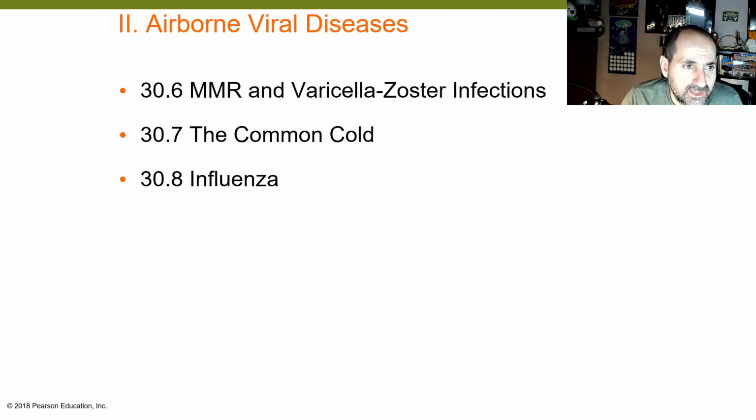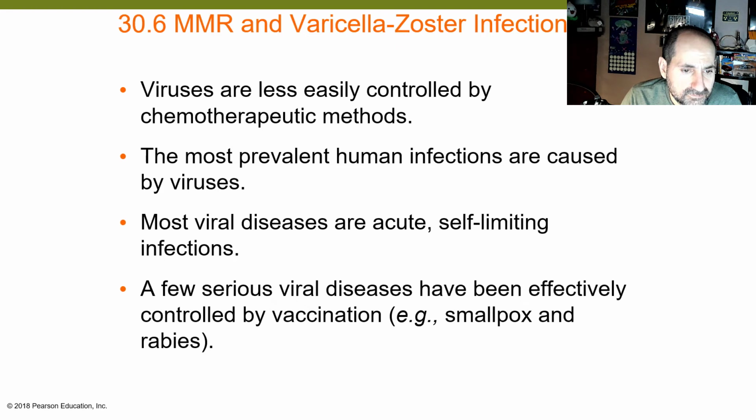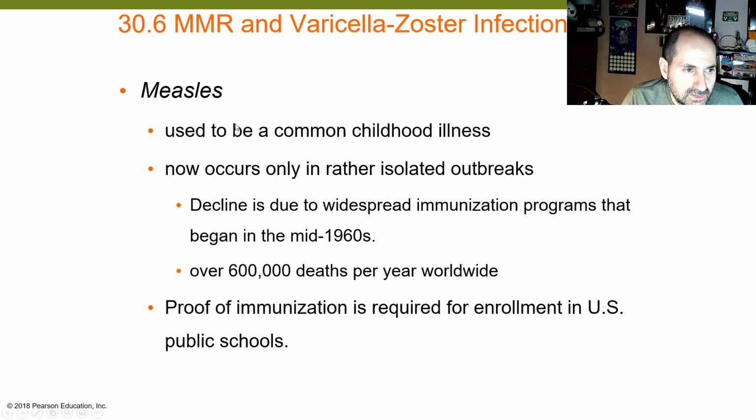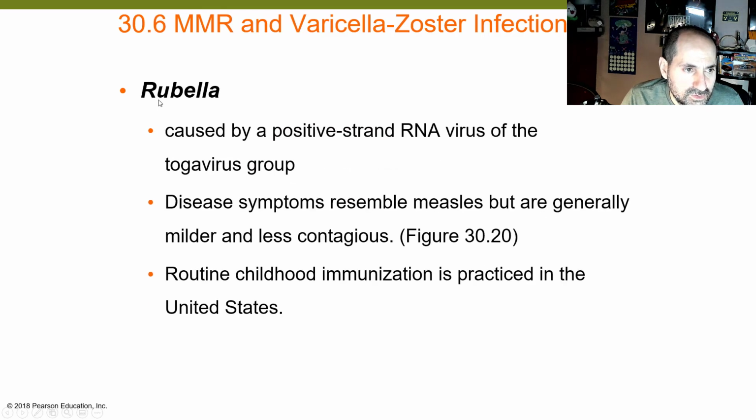You should know about these airborne viral diseases. You should know that viruses are less easily controlled by chemotherapeutic methods. You should know that most viral diseases are acute and self-limiting. Measles: you should know about measles, a respiratory disease that spreads very easily. You should know about rubella, which is a respiratory disease that also spreads fairly easily.